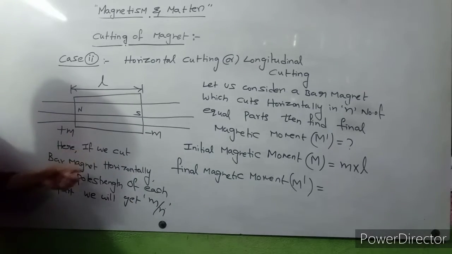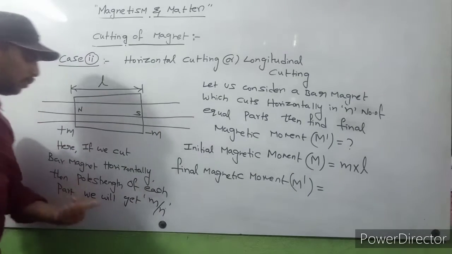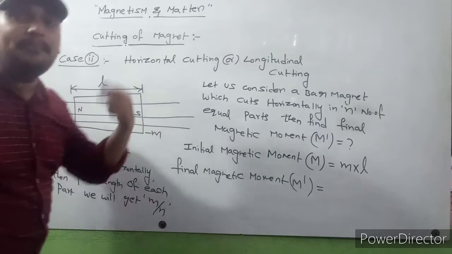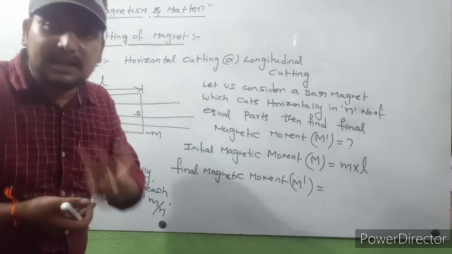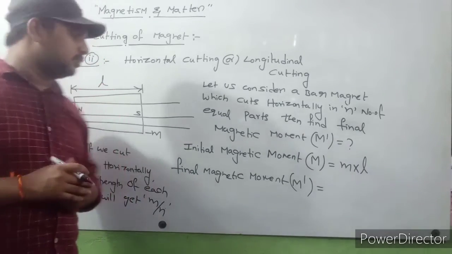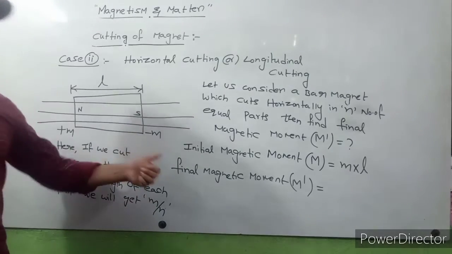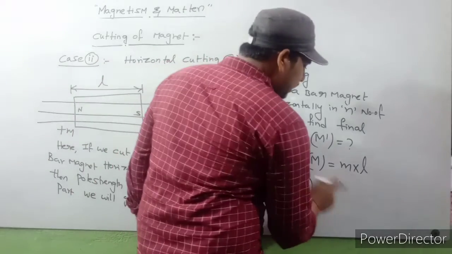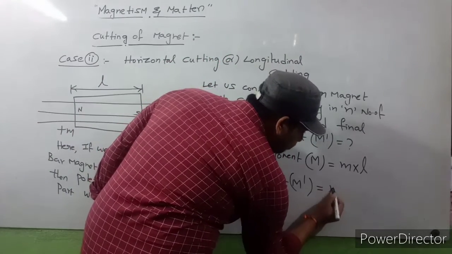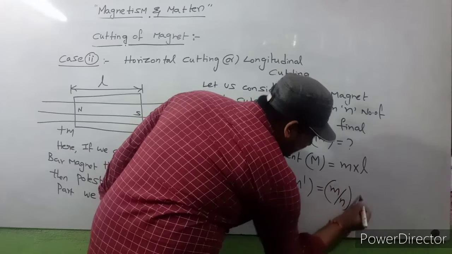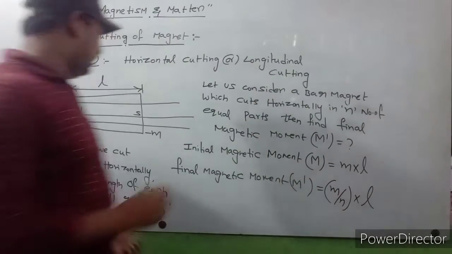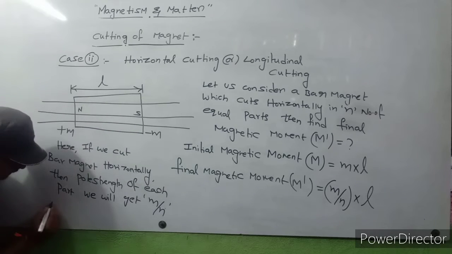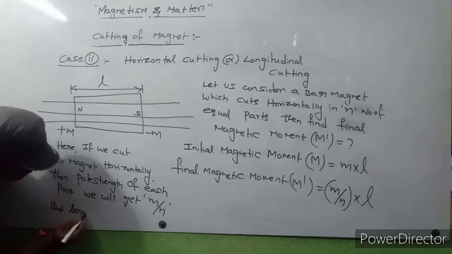So if we cut the bar magnet horizontally, then the pole strength we will get is small m by n, because here we cut it into n number of equal parts. That's why the pole strength will be small m by n. So then the final magnetic moment M dash is equal to pole strength, small m by n, into length. Here the pole strength will be small m by n, but the length doesn't change.